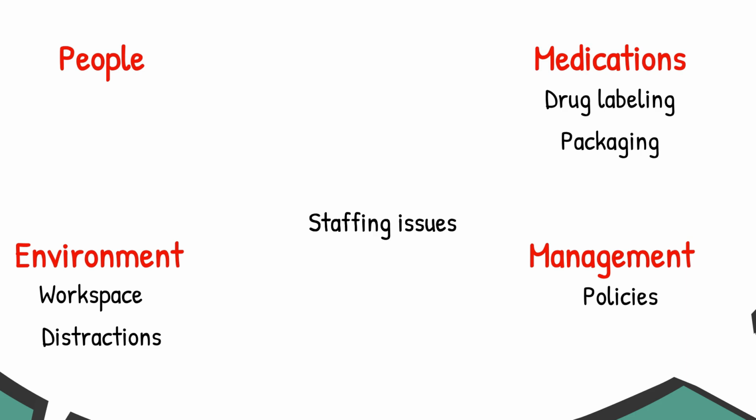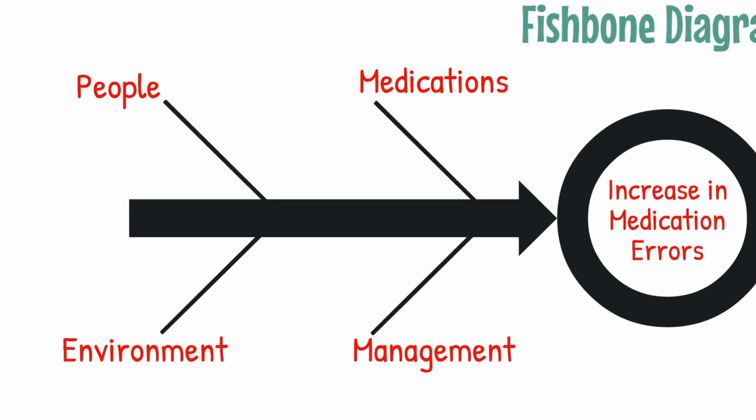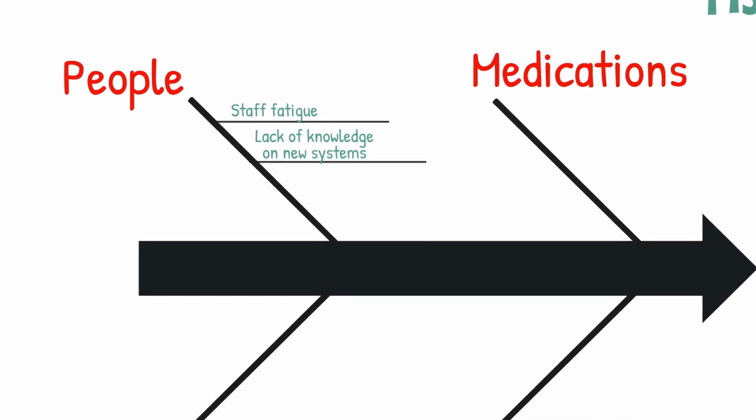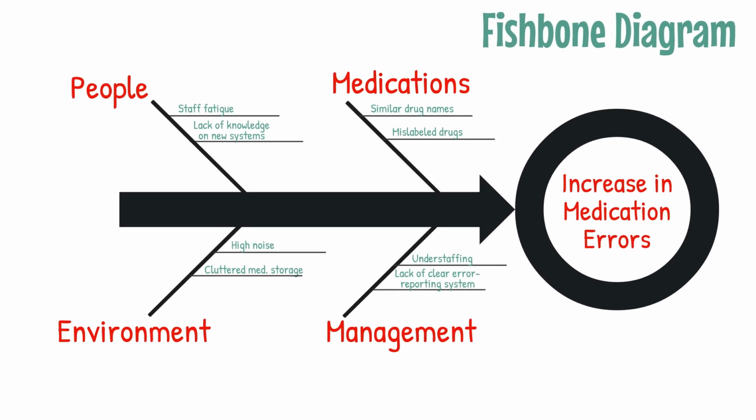It is quite common for a cause to belong to multiple categories, so it's okay if a cause is written in multiple groupings. Your team lists the following causes. For people, staff fatigue, lack of knowledge on new systems. For medications, drug names that look and sound alike, mislabeled drugs. This process of listing causes would continue for each category.